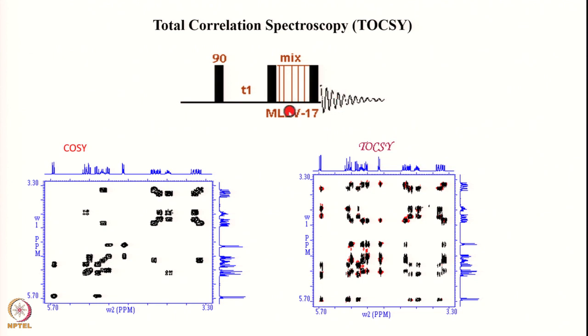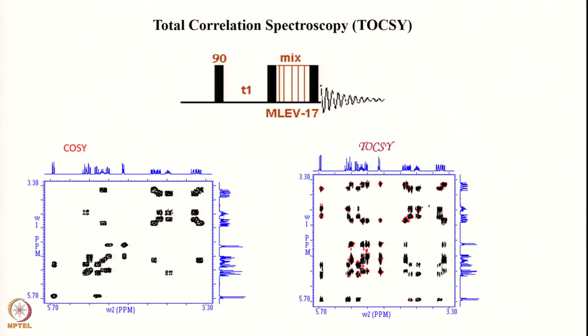There are several, and we will not go into the details of those, but this is a series of pulses nicknamed MLEV-17. There are 17 pulses here. We will not go into the details of those. This is a particular sequence of pulses, all of them 180 degree pulses. The result of this is that we produce a fine structure in the cross peaks which does not have the plus-minus character. It will only have a plus-plus character both in the cross peaks as well as in the diagonal peak, and you will see many more cross peaks here because of the elimination of the cancellation effects, and you will also have a relay.